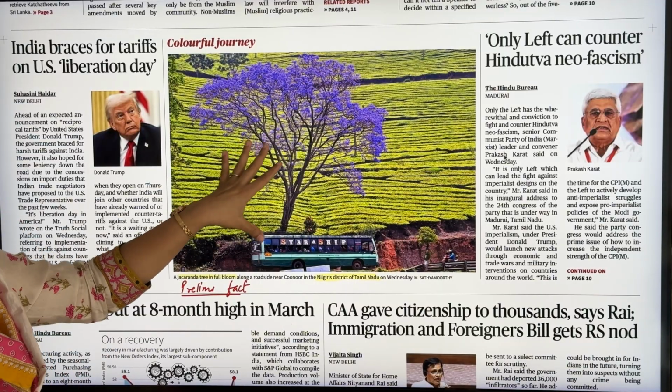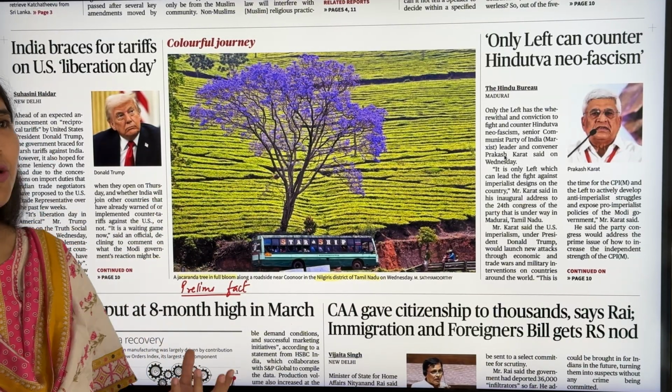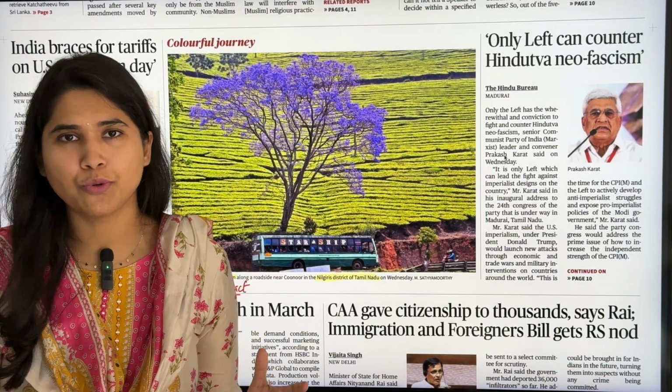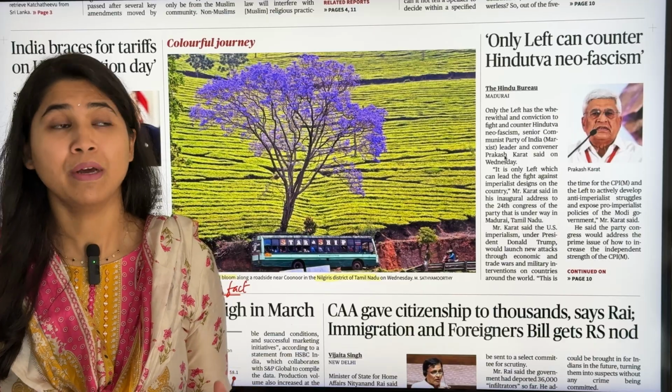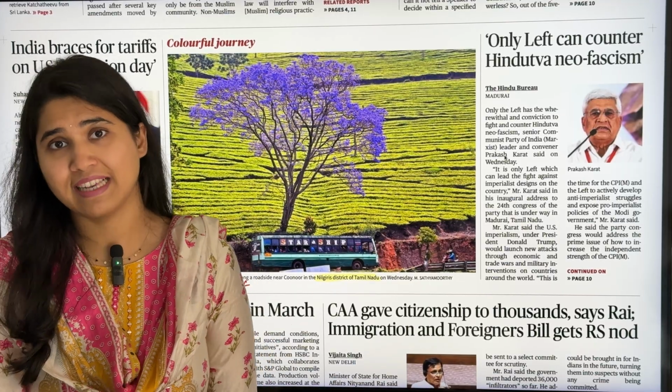Also, first look at this beautiful picture. Whatever visuals you're getting in UPSC, it's not just about your 8th, 10th standard books that you will read in UPSC that will help you qualify the exam. It is also the other information that will help you in qualifying the exam, right?